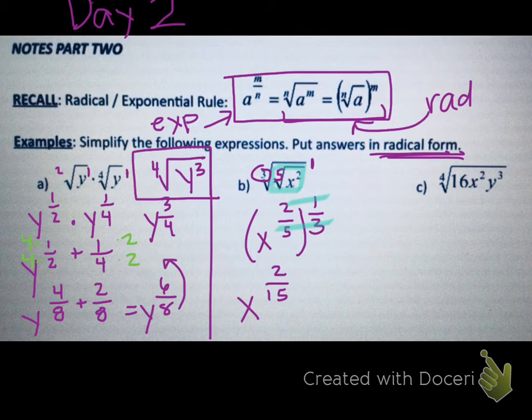And again, to put it in radical form, I will rewrite this as the 15th root of x squared. And that is it for letter B.